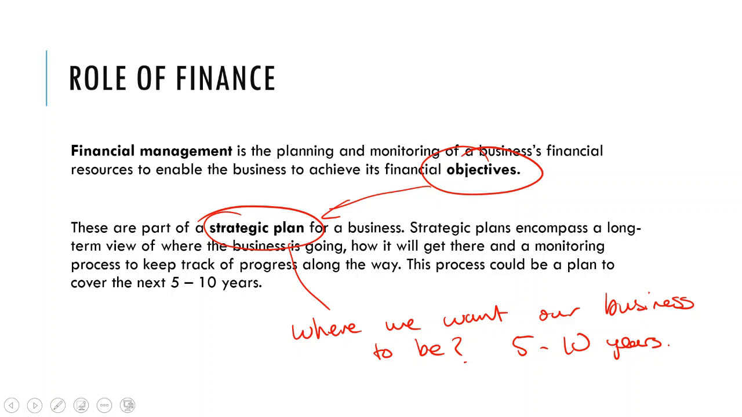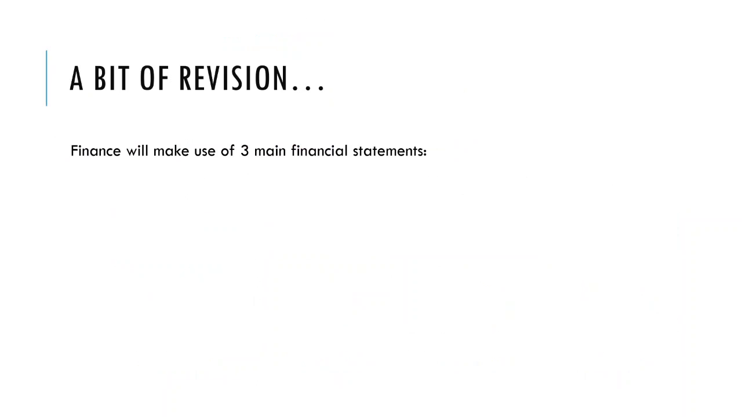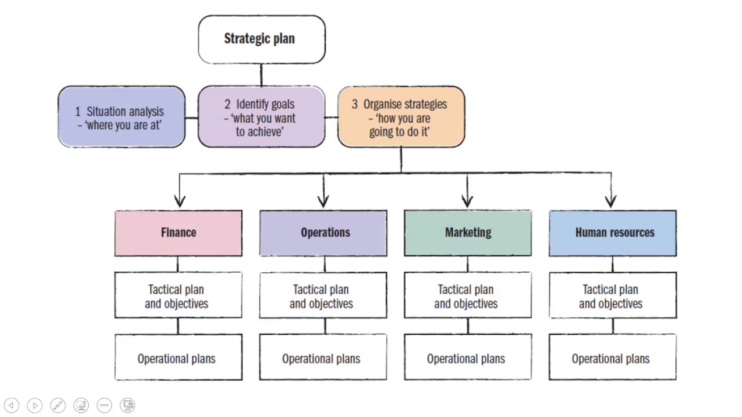That is pretty self-explanatory. It's the same thing when we do HR, the same thing when we do marketing, the same thing when we do operations. So you'll see here, your strategic plan. Number one is where are you now? The second part is what do you want to achieve? And the third part is our means to achieve it.